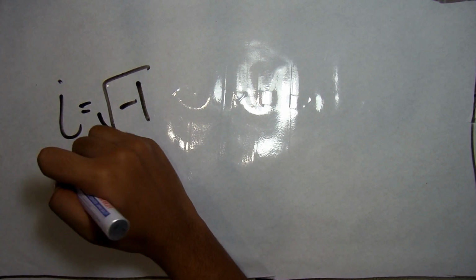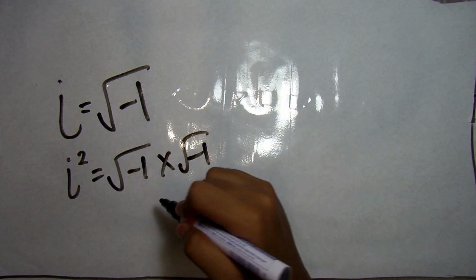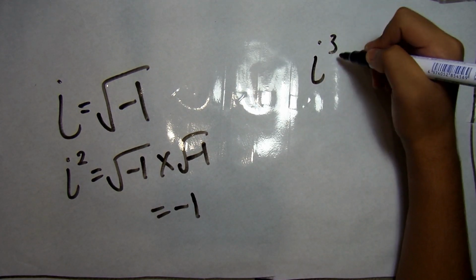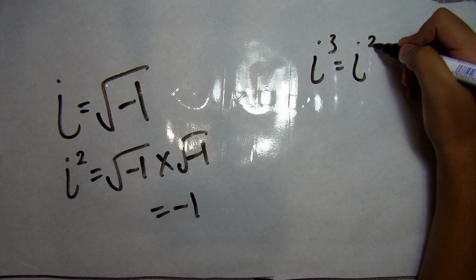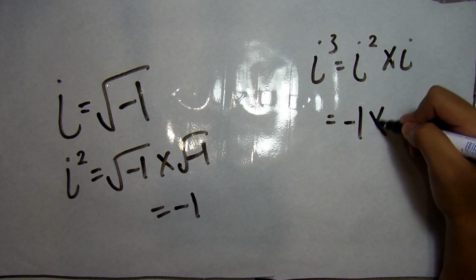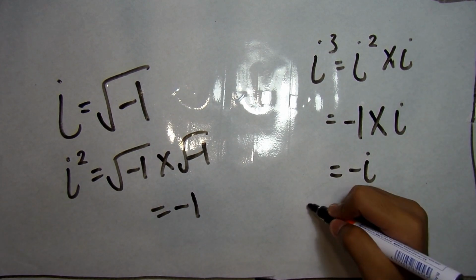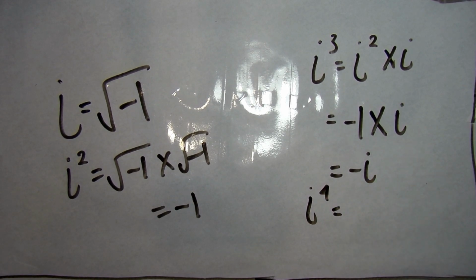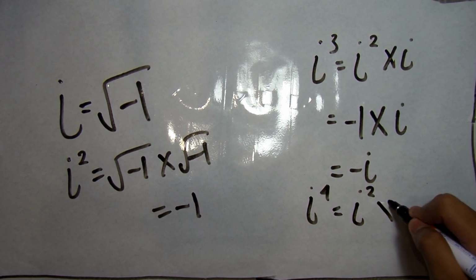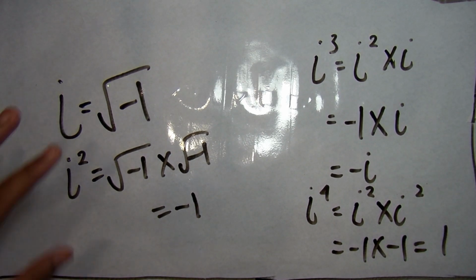i squared is equal to the square root of negative 1 times the square root of negative 1, which gives us negative 1. i cubed is i squared times i. So it's negative 1 times i, which is negative i. And our favorite, i to the power of 4, which is i squared times i squared, which is negative 1 times negative 1, which is 1. So these are the 4 different powers of the complex number i.